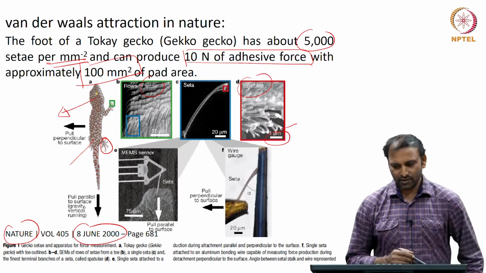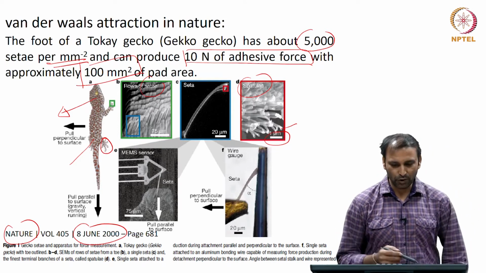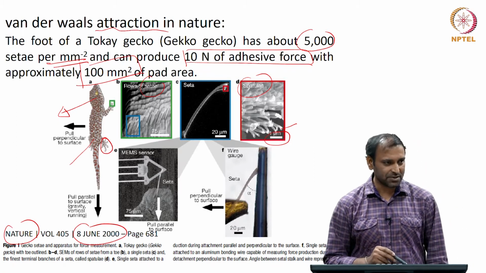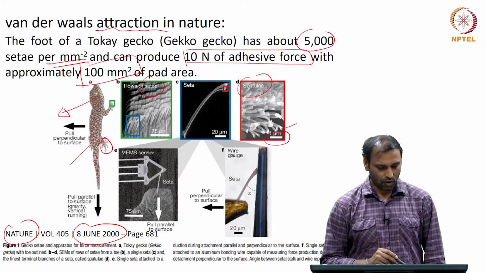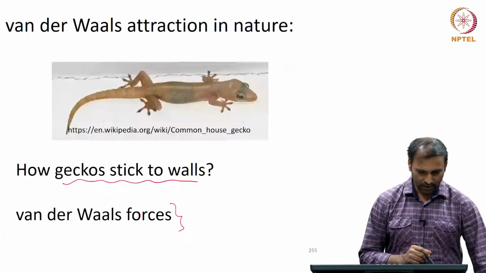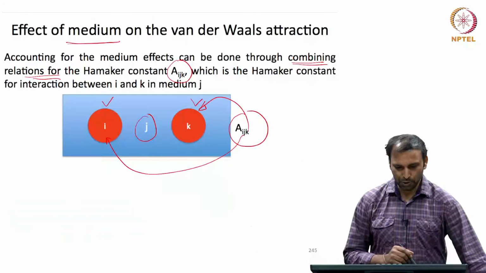Of course, there are other examples as well. So I would like you guys to go back and read up a little bit about these aspects, looking at van der Waals attraction in things that you see in nature. Okay. So that would be the end of module 2.